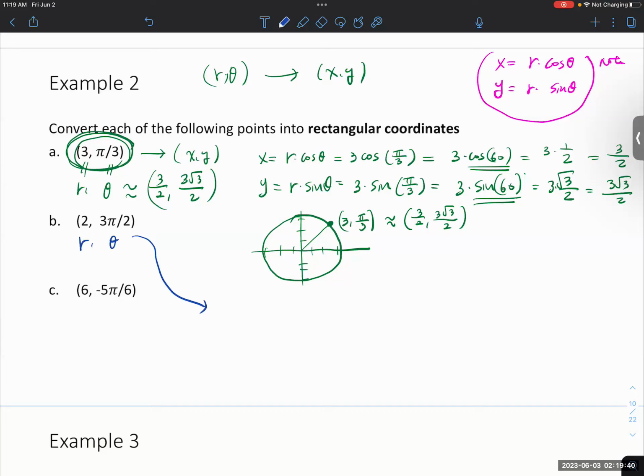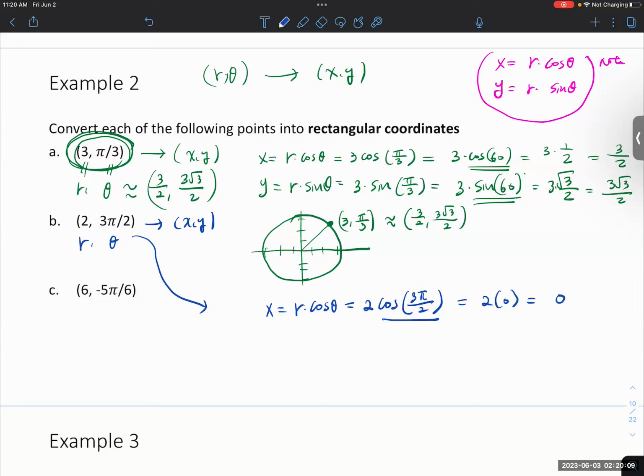So this is r and theta. We want to convert it to x comma y. So x is going to be r times cosine theta. So r is 2, cosine 3 pi over 2, right? If you don't know what the cosine of 3 pi over 2 is, you can actually use a decimal. Just go to decimal, enter cosine 3 pi over 2. That is going to be 0.